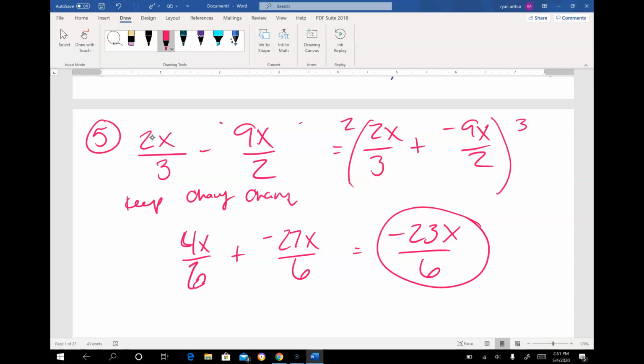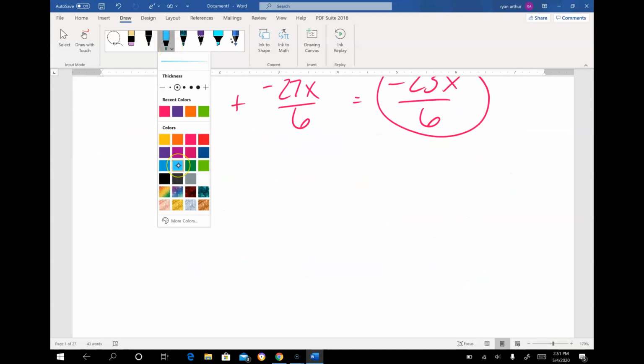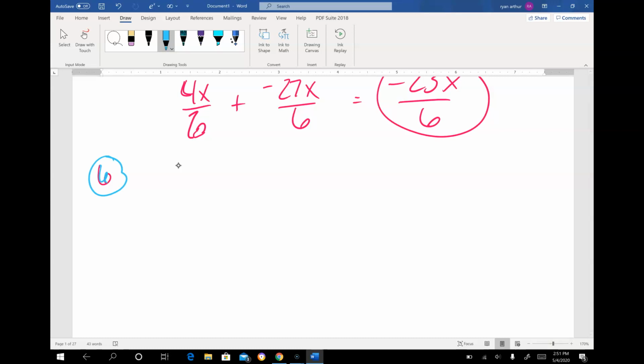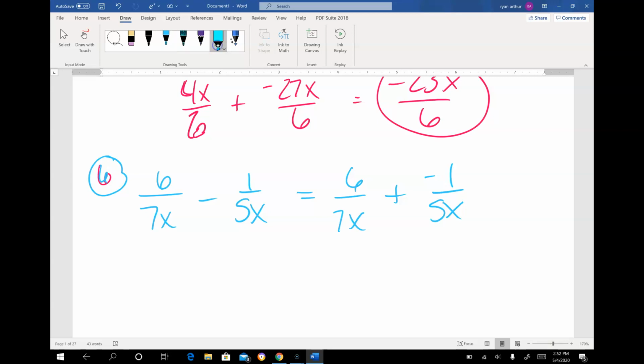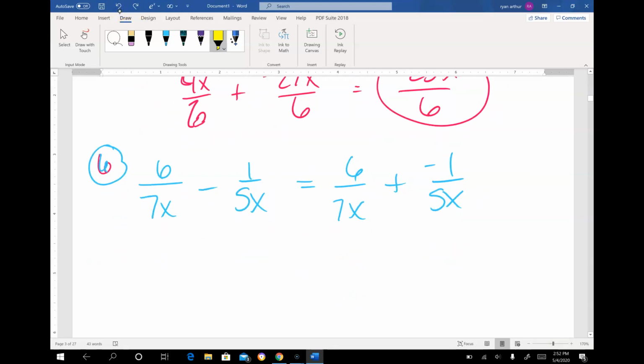So now we're going to do number 6. This one's going to be 6 over 7x minus 1 over 5x. So keep, change. 6 over 7x plus negative 1 over 5x. Now, this is where it is okay to say they have an x in common. They do have an x in common.